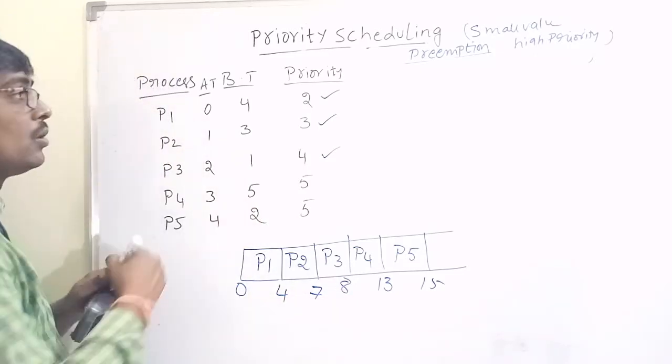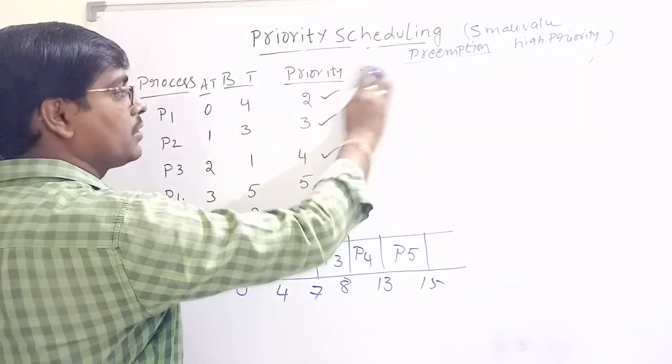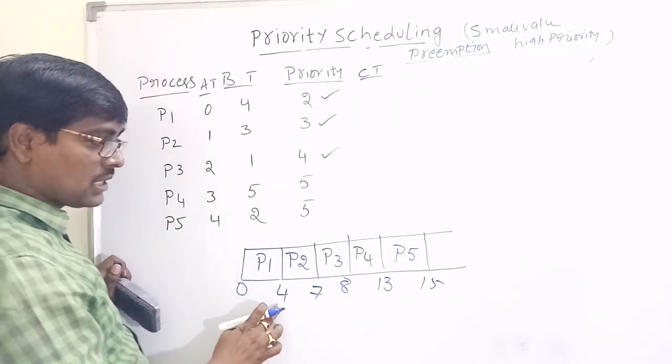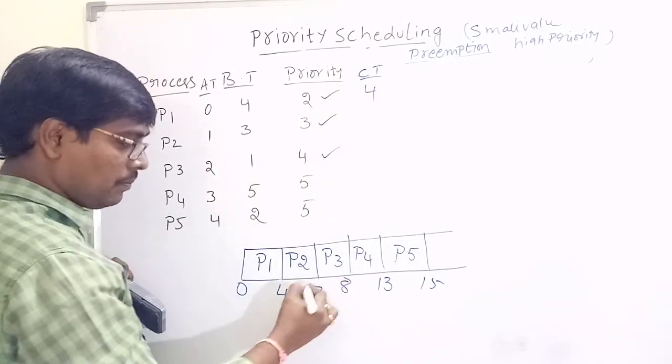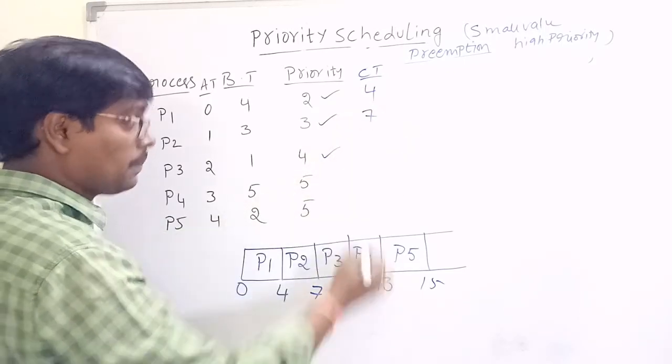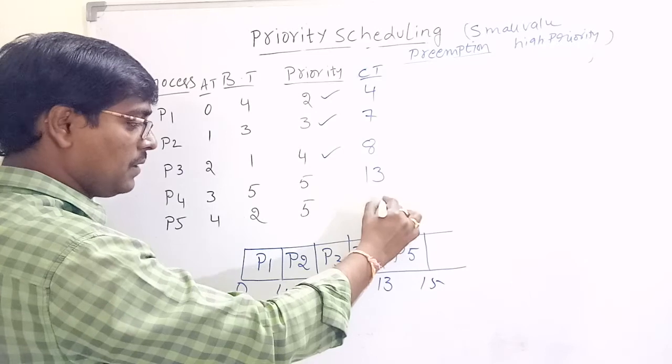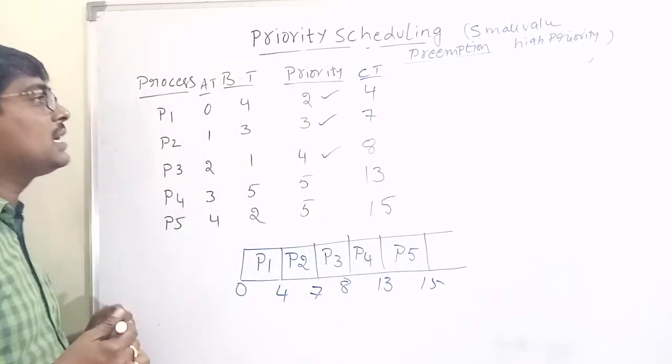Okay. Now calculate the waiting time. First calculate the completion time. P1 is completed at time 4. P2 7. P3 8. P4 13, P5 15. This is the completion time.